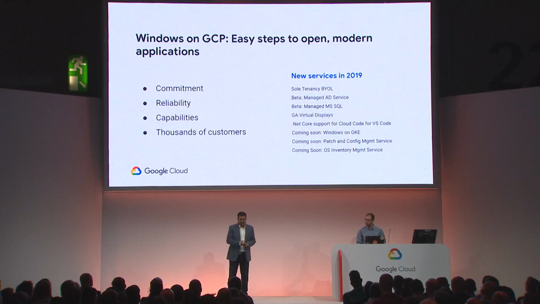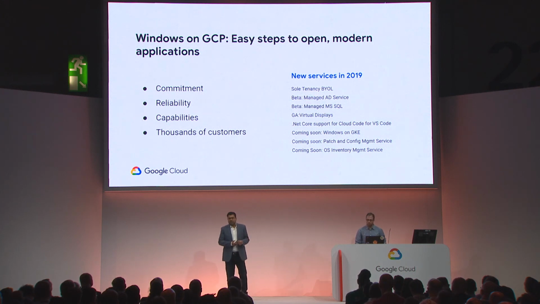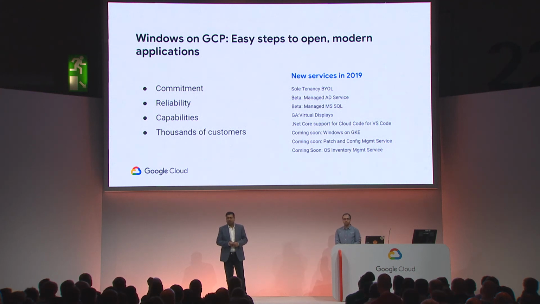And again, to wrap, we have shown our strong commitment to building out our roadmap for applications on Windows. The reliability of Google overall is inherited by any Windows applications you are running on GCP. We already have a large set of capabilities, and as you can see from the set of capabilities we announced in 2019, we keep on investing. And we have thousands of customers already running Windows on GCP. So you won't be alone. It's a safe choice and puts you on a path towards modernization to a much more open, non-licensing-restricted world.